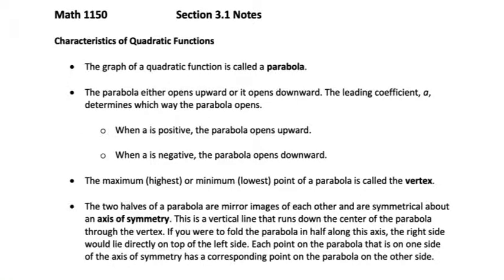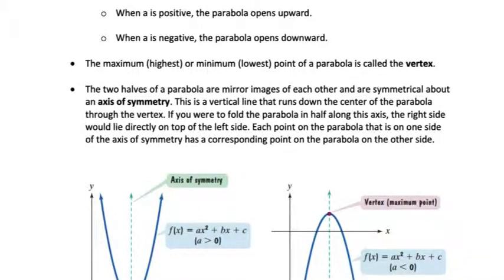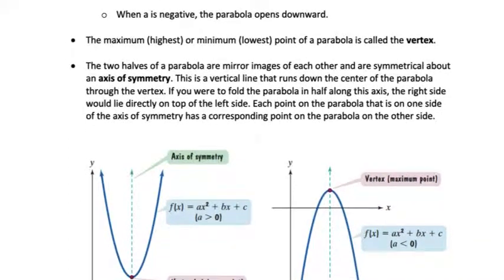Section 3.1 is all about the graphs of quadratic functions. And so we're going to start by identifying some characteristics. The graph of a quadratic function is a shape called a parabola, and a parabola might open upward or downward. The leading coefficient a tells us which way the parabola opens, and a is the number in front of x squared. So when a is positive, the parabola opens upward, and when a is negative, the parabola opens downward.